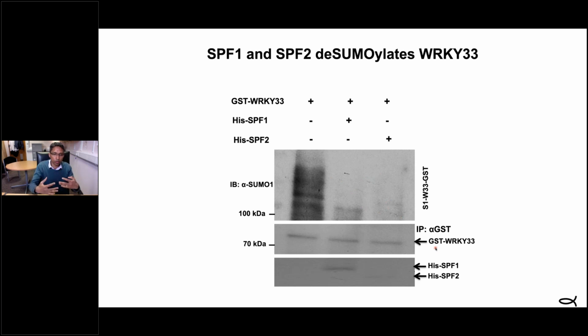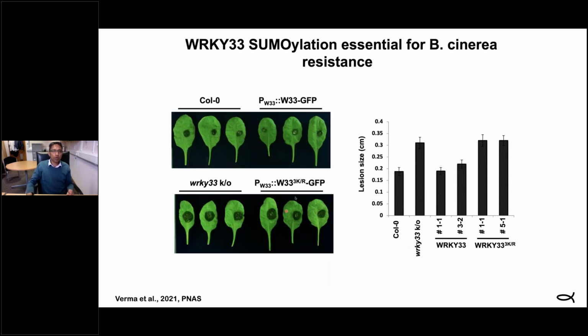The SUMO protease actually interacts with SUMOylated WORK-E33 and cleaves the SUMO off the target WORK-E33. And when you make the non-SUMOylated form and put it back into the WORK-E33 knockout plants, they become a lot more susceptible, like the WORK-E33 knockout themselves. So it's almost as if, without SUMOylation, WORK-E33 is no longer effective in performing its transcription factor response to botrytis cinerea, as well as to flagellin to switch on PTI signaling.